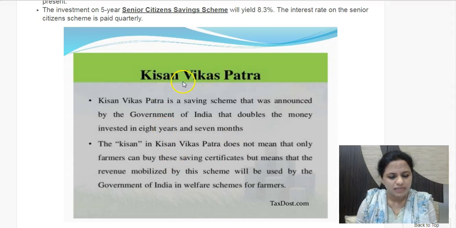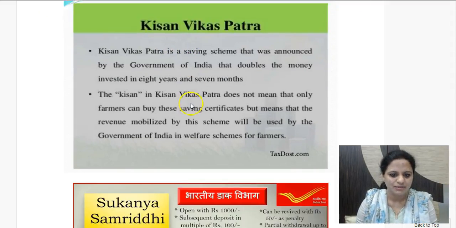Kisan Vikas Patra here does not mean that it is only farmers who can invest in these. Anybody can invest, any Indian can, but the Kisan term is here because in this scheme, the corpus which is accumulated is used for farmers' welfare. So that is why it's called Kisan Vikas Patra.